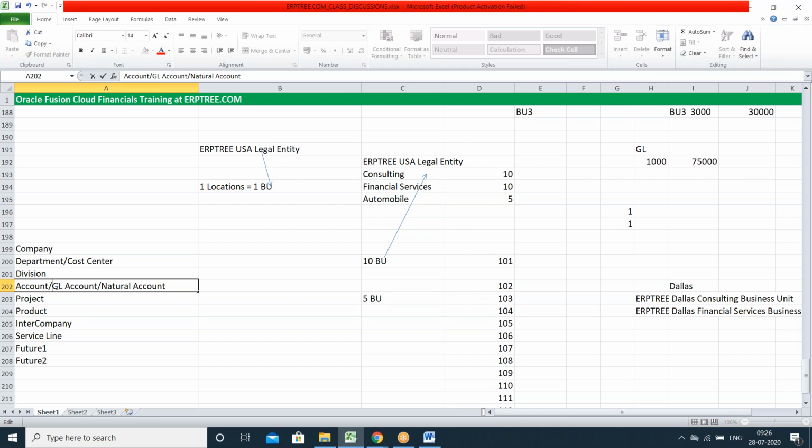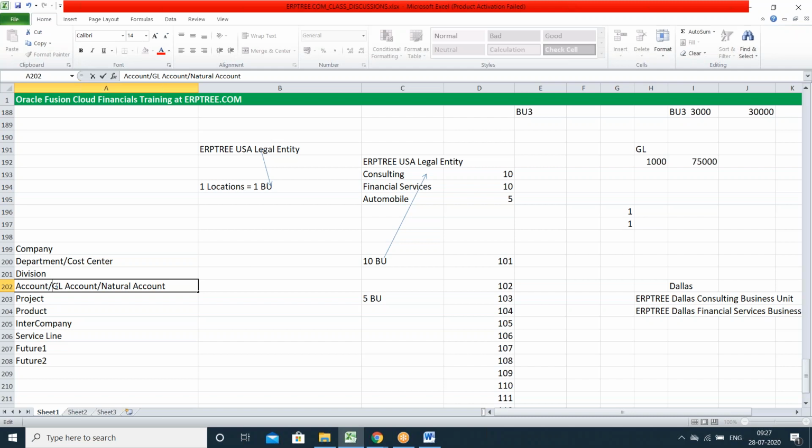So we use GL account and natural account, because whatever the account you are entering, say if you enter the account called salaries, you have to specify what is the nature. What is the nature of salaries? Expense account. Okay. The same way, if you take the account called accounts payable, that account nature is liability. If you take the account called accounts receivable, the nature is asset. If you take the account called cash account, the nature is asset.